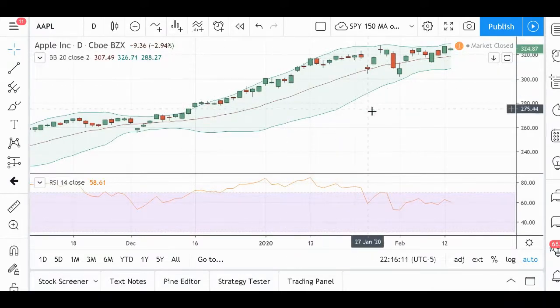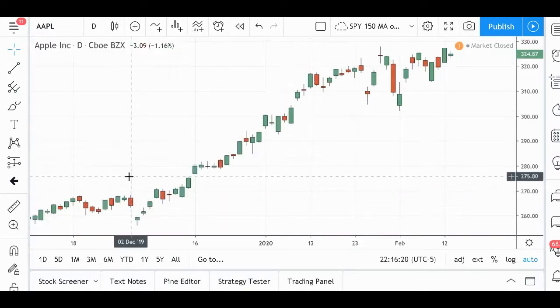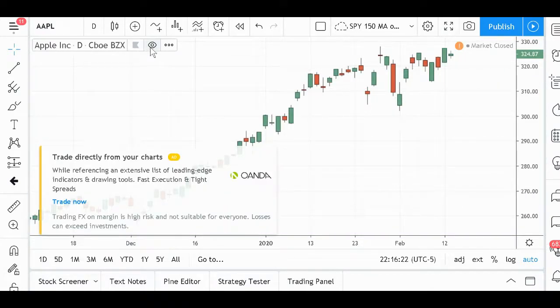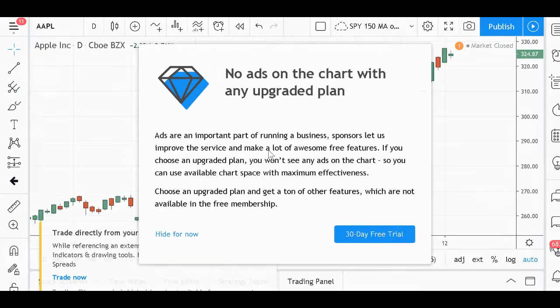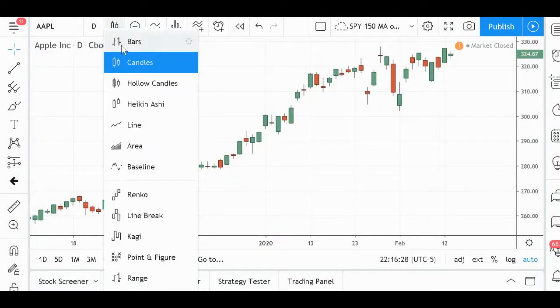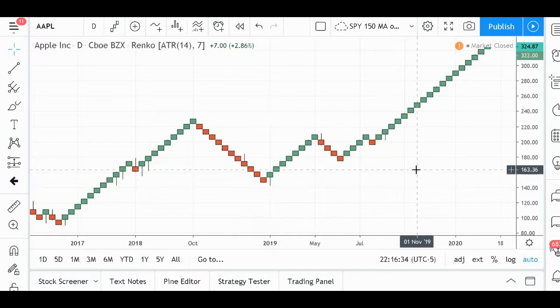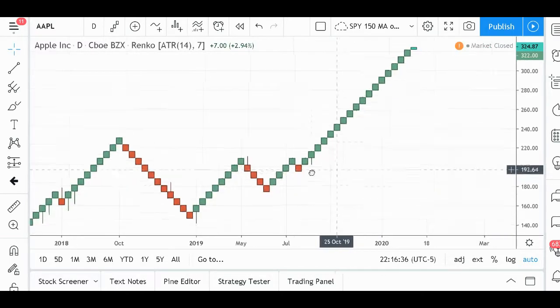Well, have you considered getting rid of the indicators? All right, so I'm going to hit the X here to get rid of the Bollinger Bands, and I'm going to hit the X here to get rid of the RSI. And then, hey, how about instead of using the traditional candlesticks, we try out the Renko bars. Some people call them Renko bricks. All right, and so with Apple, look at that.